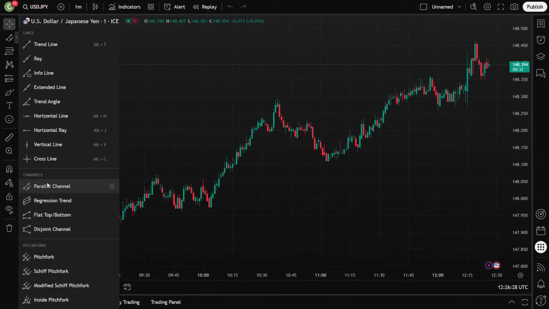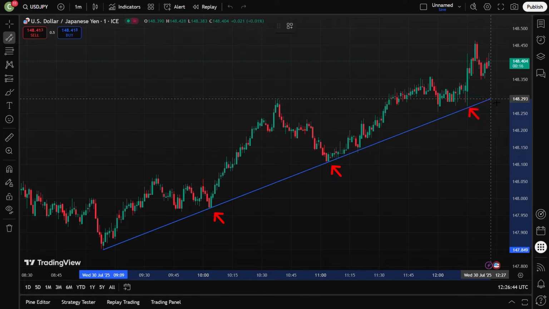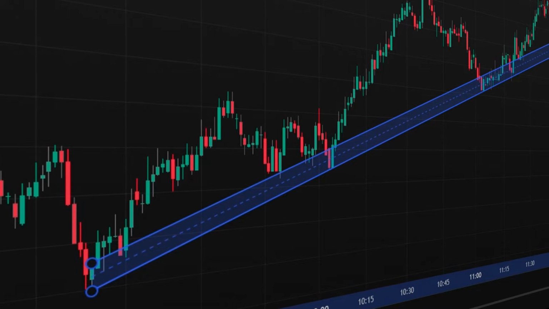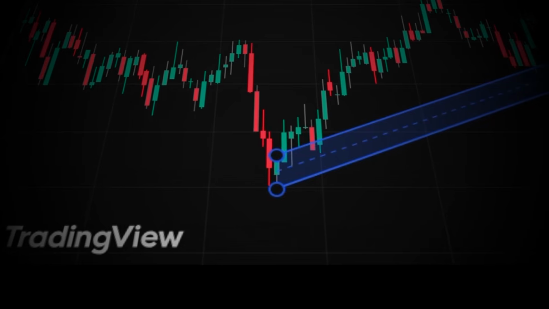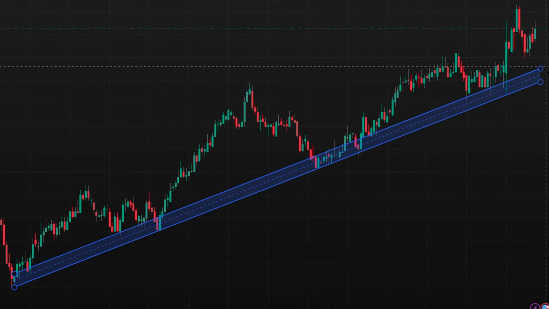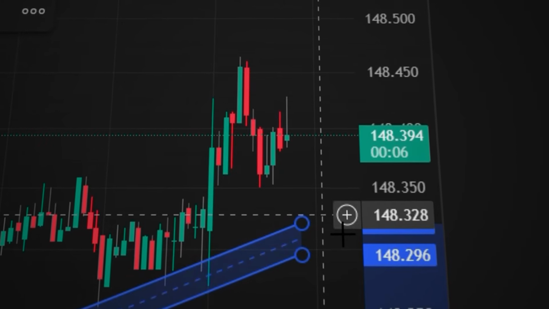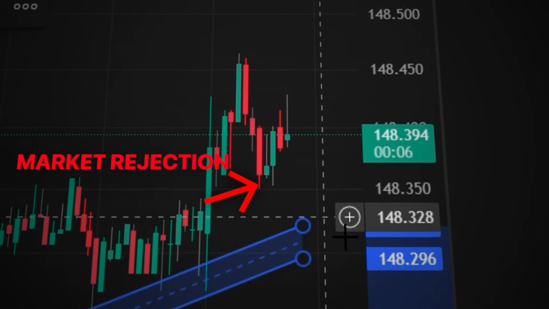After selecting the market, go to the Trend Lines tool and draw a parallel channel. Stretch the line while making sure it touches the next higher lows like this. When drawing this zone, make sure to start from a clear swing low in an uptrend market like this. To enter a buy trade in this market, the market needs to be rejected by the trend zone.